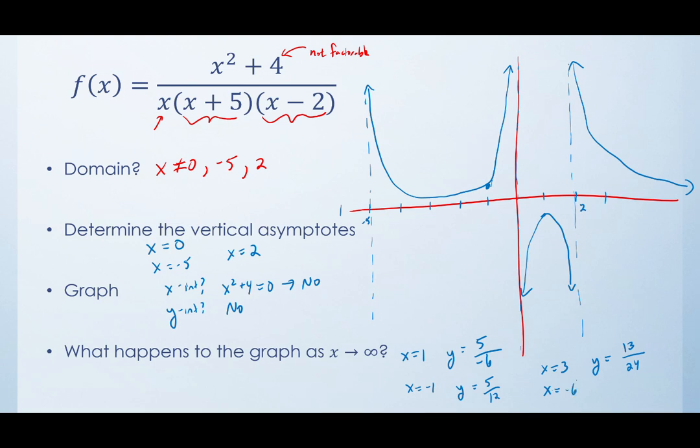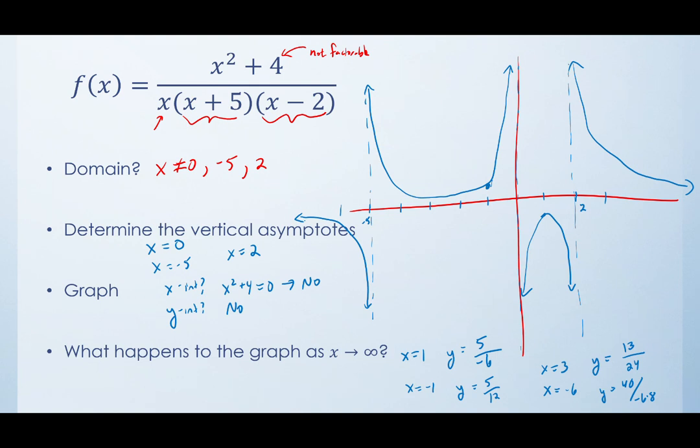And then we can say, well, let's pick like -6. We've got 36 plus 4, 40, over -6 times -1 times -8. So that's going to be negative. That's going to be, what is that? 6 times 8. I don't really care. It's a negative number. That's all we really care about, right? So we're going to say, oh, and it goes like that.